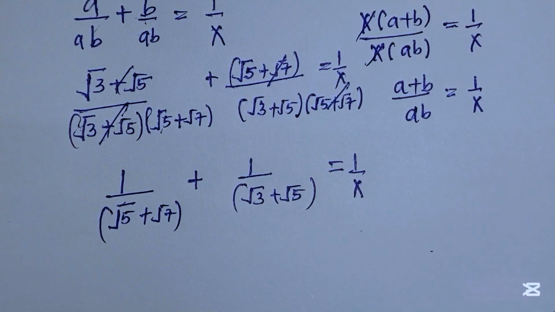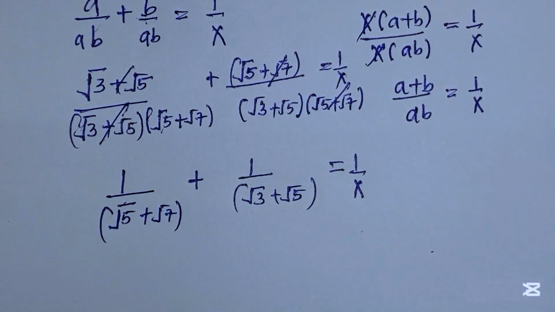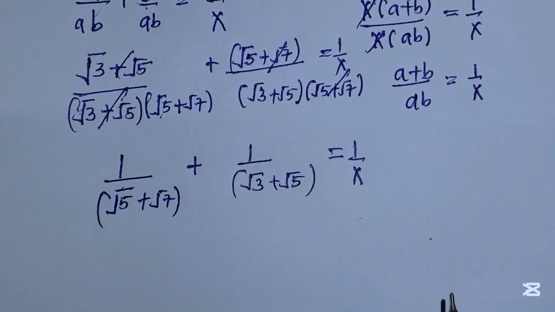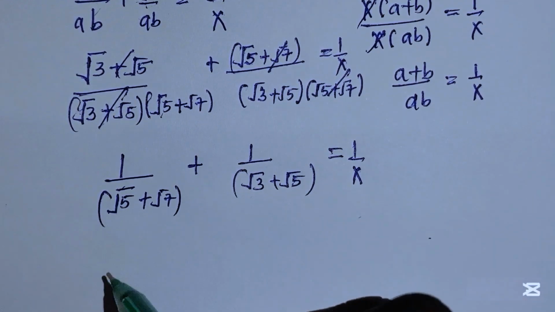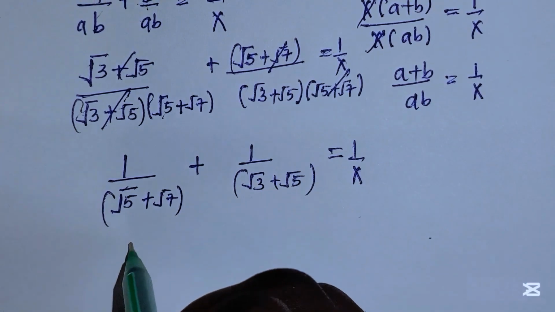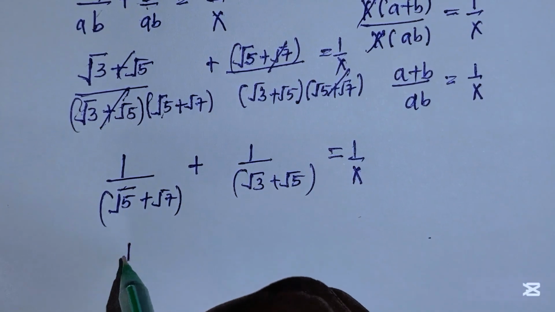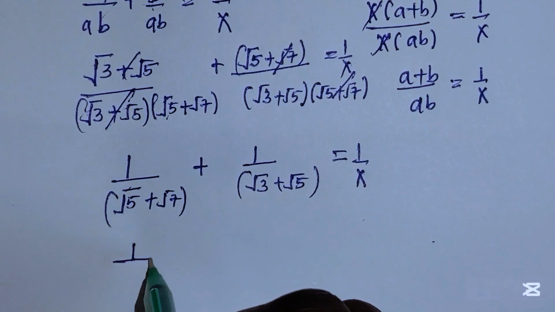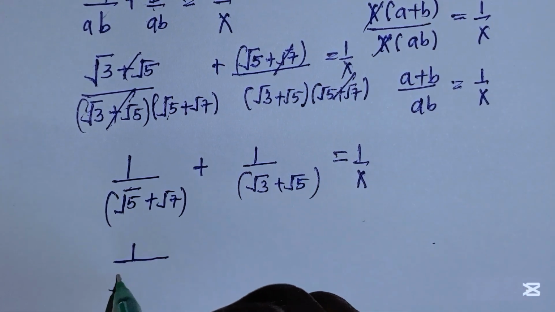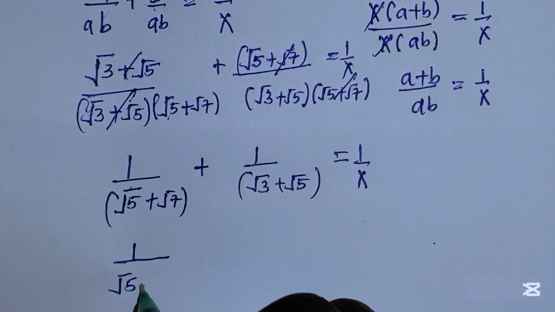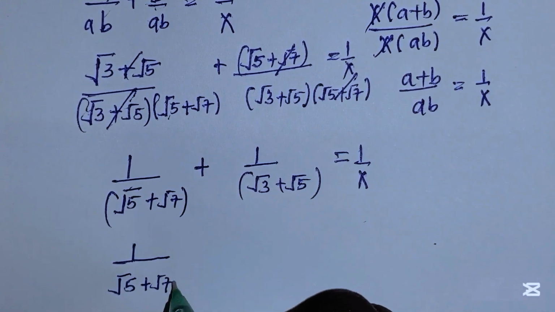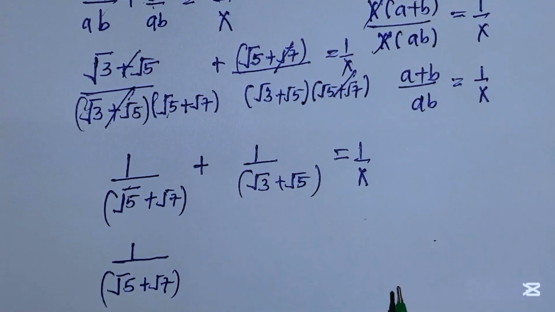Then after, what are you going to do? To multiply here a 1. When you say multiply a 1 on some solution, it means that nothing will change. Okay, we're going to multiply the inverse of this one on both sides, okay. Here we can multiply 1 over square root of 5 plus square root of 7, okay.